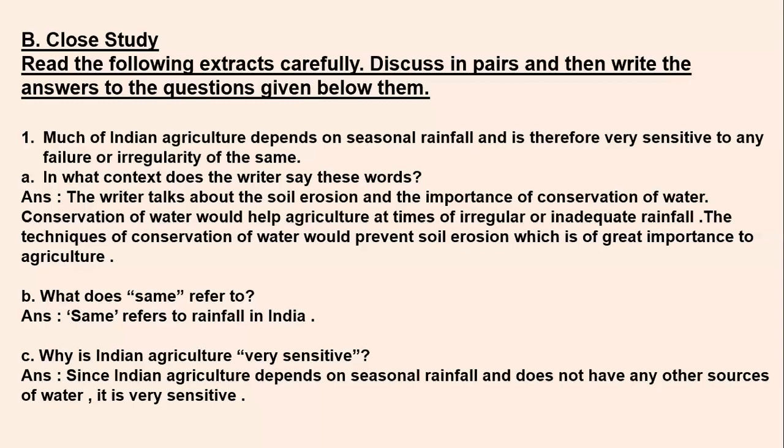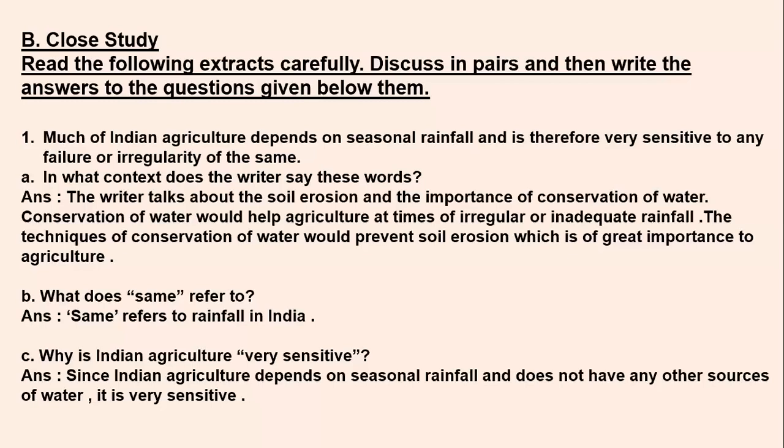See, failure or irregularity of the same. So what does this word "same" refer to in this sentence? The answer is, "same" refers to rainfall in India. Means the writer is using that word "same" for the rainfall. Instead of rainfall, he has used the word "same" there. Okay, so that is the answer here.